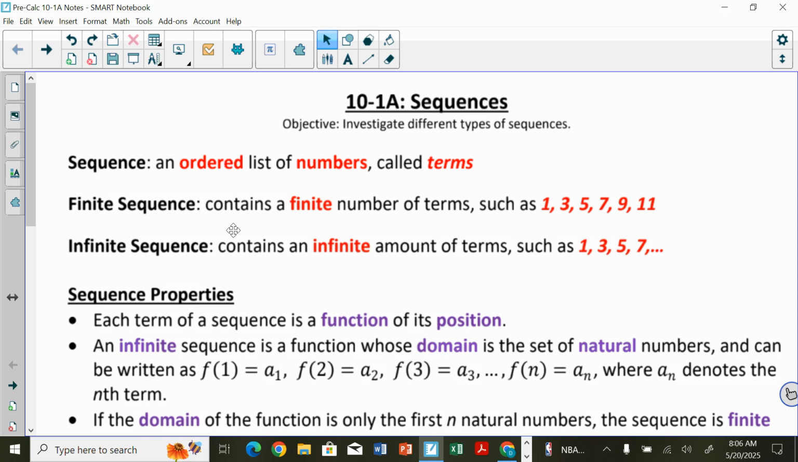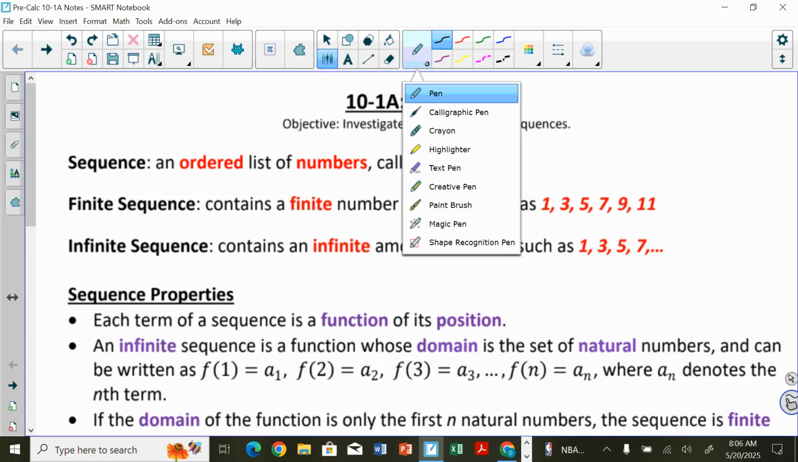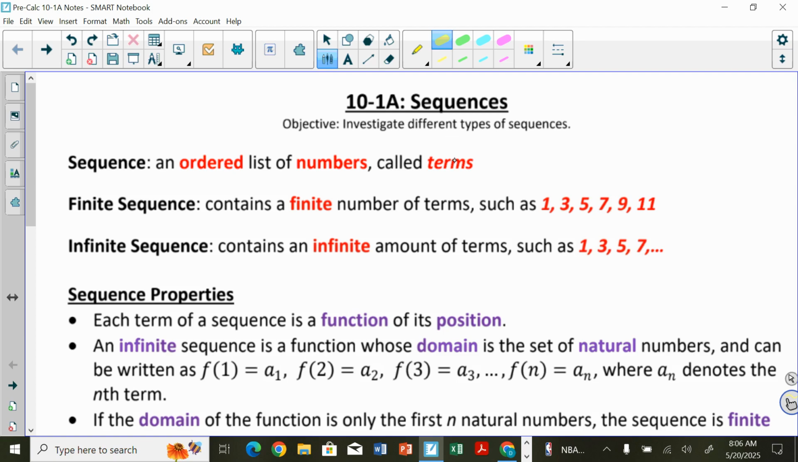All right, what is a sequence first? A sequence is an ordered list of numbers, and we call these numbers terms. So some terminology first to get through it. A finite sequence has a finite number of terms, so it has a limit to the number of terms. Like 1, 3, 5, 7, 9, 11, if it ended there, it'd be finite.